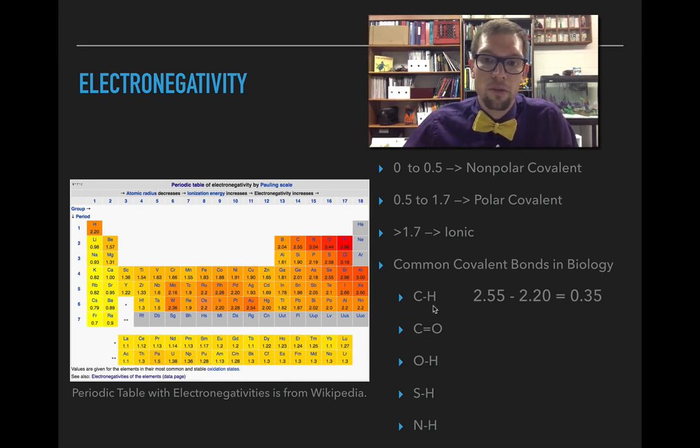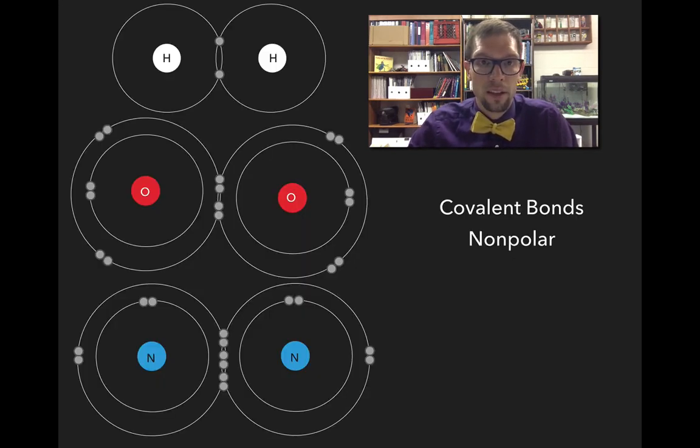So you can see with this one right here that I calculated, hydrogen has a 2.2 and carbon has 2.55, so you'd subtract these to get the difference between them, and it's 0.35, so this means that this bond here is going to be nonpolar covalent. Now if you look at a different one like a carbon-oxygen bond, the difference is going to be larger, so it's going to be a polar covalent bond.